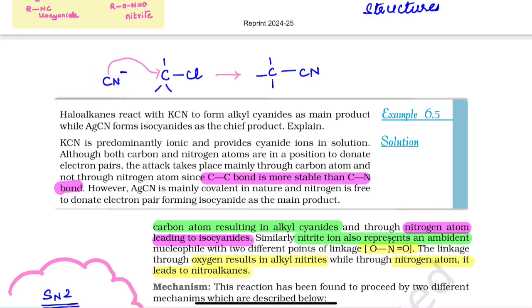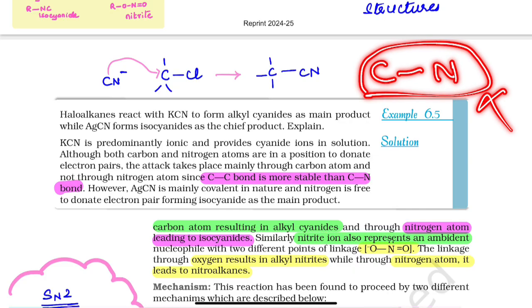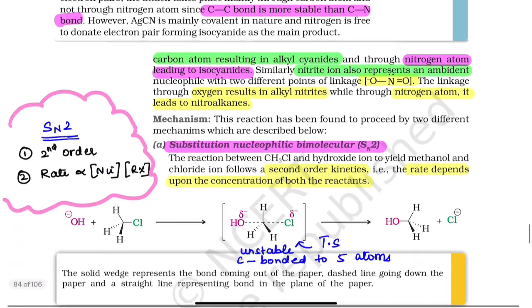So what is the reason? The reason is given here. Carbon-carbon bond is more stable than carbon-nitrogen bond. So here the carbon-carbon bond which is formed is more stable. Instead, if a C and N bond is formed, this is not stable. So this is more stable.